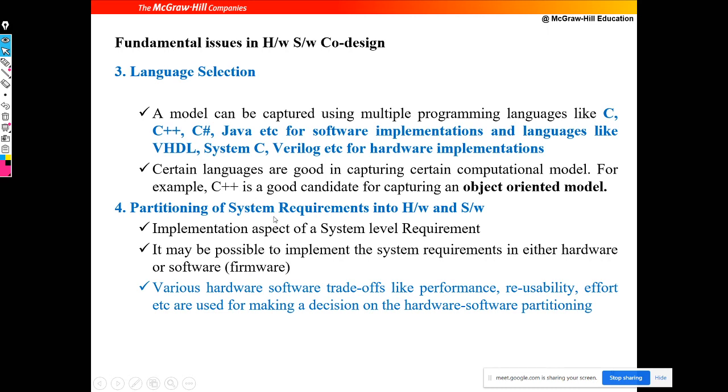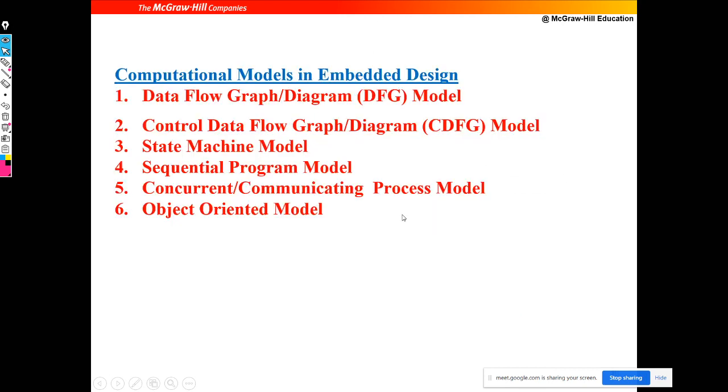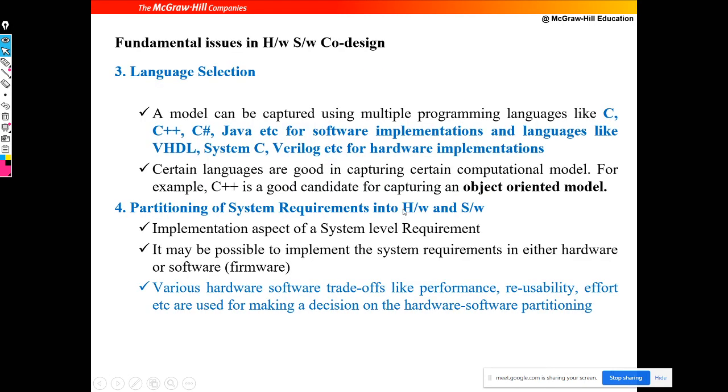And finally, what we talked about, partitioning system requirements into hardware and software requirements. You need to finally draw the line. What are the components that go into hardware? What are the components that go into software? These are the fundamental issues when you discuss hardware software co-design.